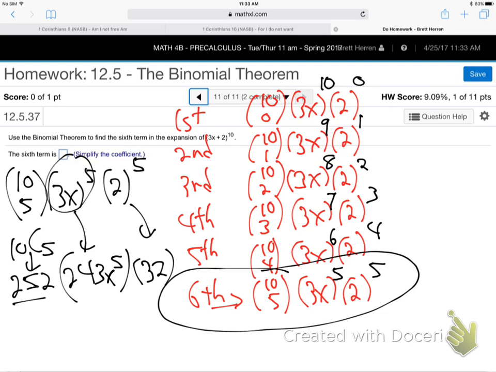So 252 times 243 times 32. Anybody got that? That big. Oh, 1,959,552. Thank you. x to the fifth. 1 million. Wouldn't want to do it by hand. 1,959,552 x to the fifth. That's what I thought. That would be really hard to figure out by hand.